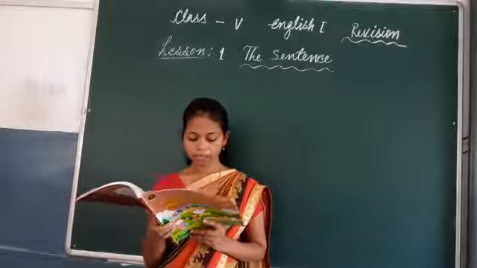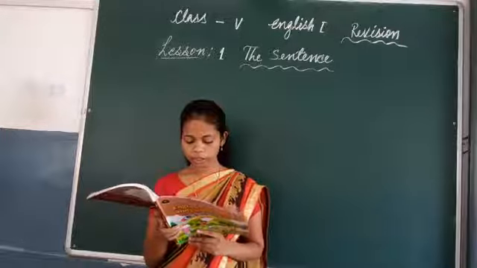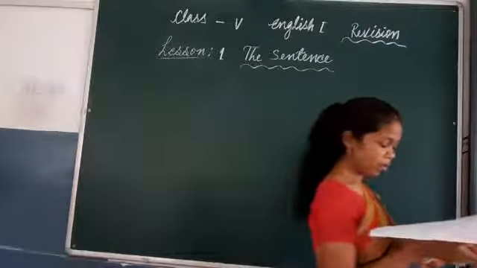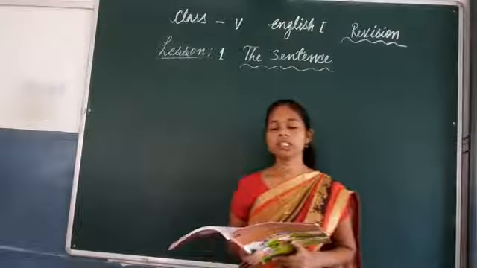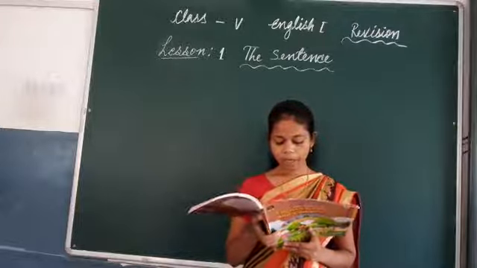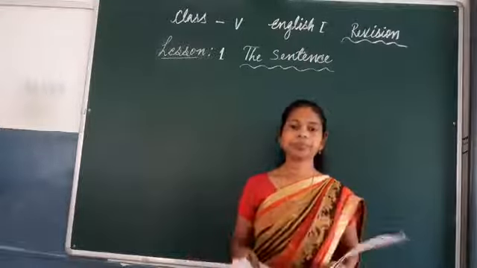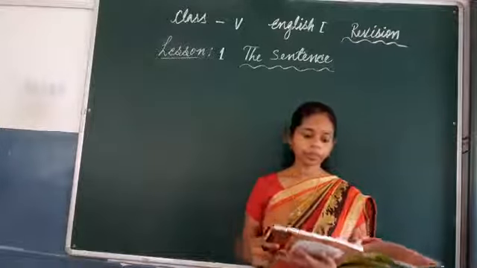Number 8. The shop in the corner has the best cookies. The shop in the corner, that is the subject, has the best cookies is the predicate. Did you do it? Okay.